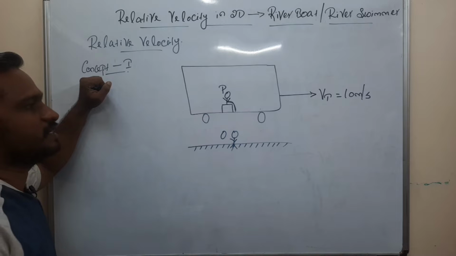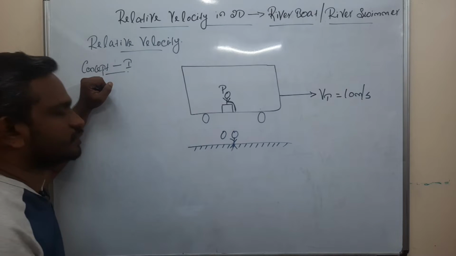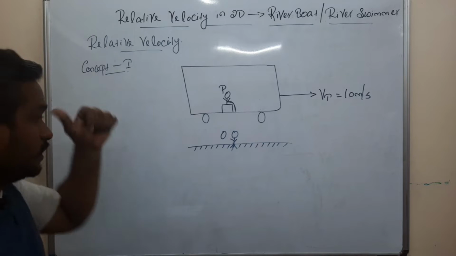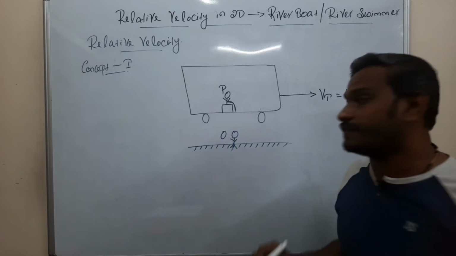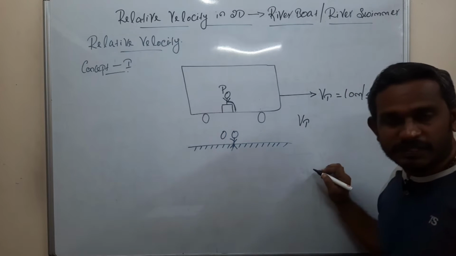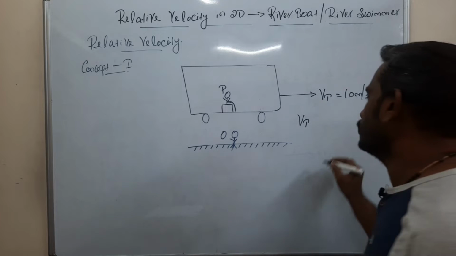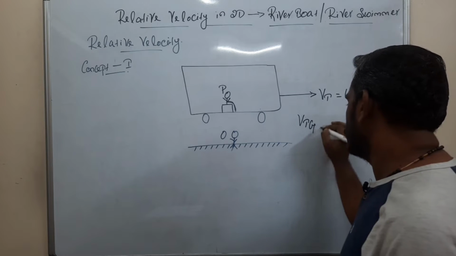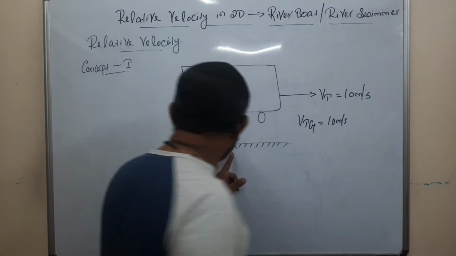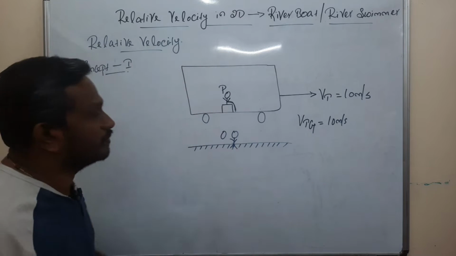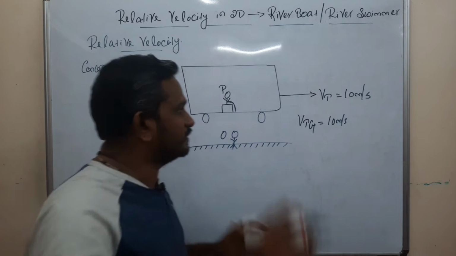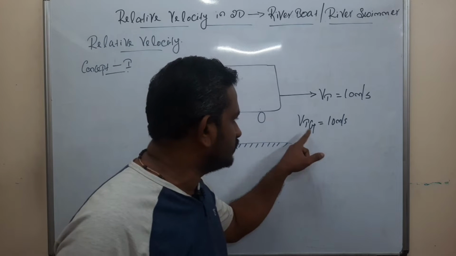What is the velocity of the passenger with respect to this observer? We have to find it. Here, V_T, the velocity of the train with respect to the ground, is 10 meters per second. When the man on the platform watches the train, he feels that the train is moving with 10 meters per second. That's why I am writing velocity of the train with respect to the ground.